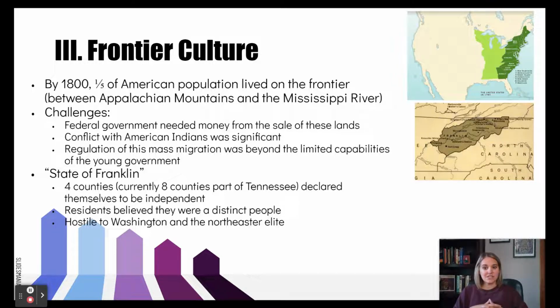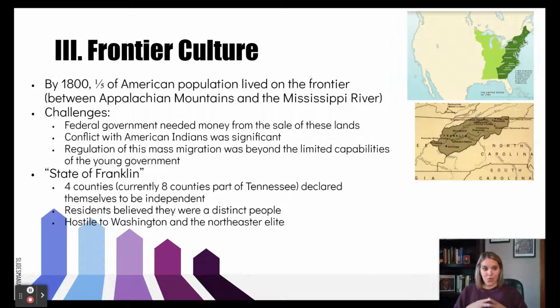There are some significant challenges in the area. For example, the federal government really needs the money from the sale of these lands to pay off war debts. And so they desire for Americans to move to the West. However, conflict with American Indians in the area was significant, as we've already talked about. And without a strong army or the ability to pay for defense, there's a struggle to protect frontier peoples as they move out there. And just the regulation of this mass migration was beyond the abilities of the young government.